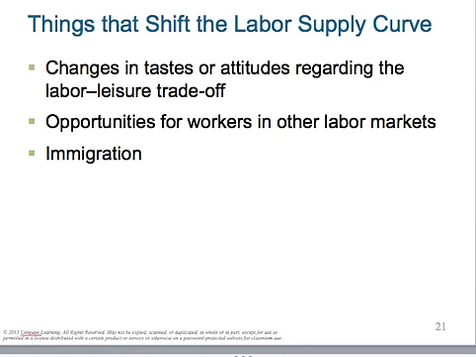Things that shift the labor supply curve include changes in tastes and attitudes regarding the labor and leisure time trade-off. It could be a cultural thing. Many European countries value leisure a lot higher than Americans usually do. So it could be some kind of trade-off, tastes and attitudes there. Another is opportunities for workers in other labor markets. People could go work abroad, or we could have immigration where people are coming here to work.